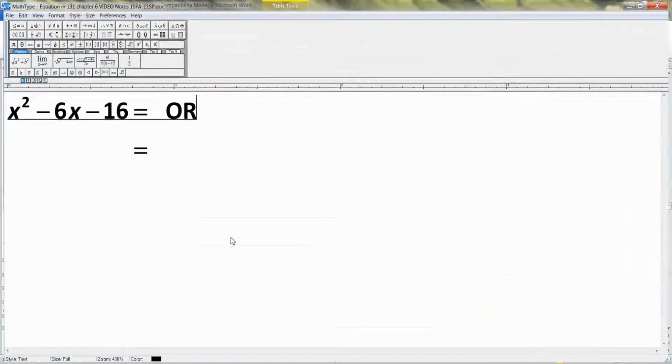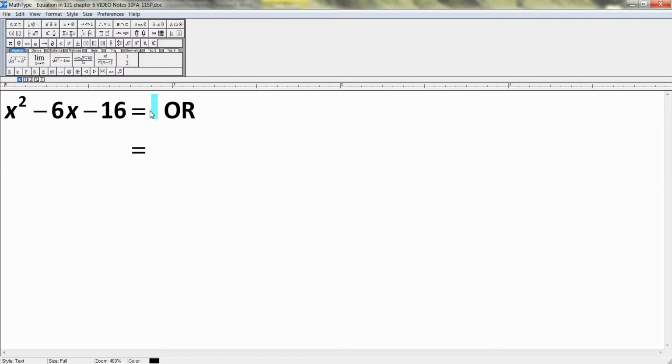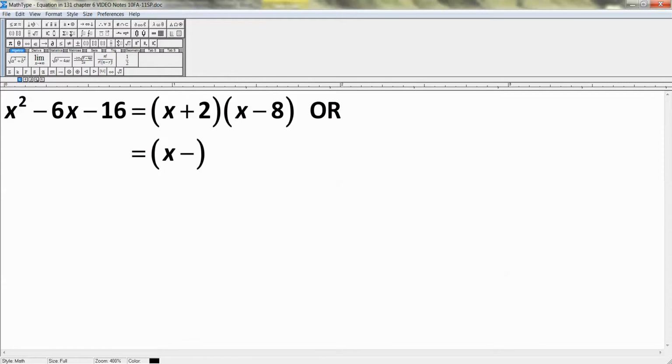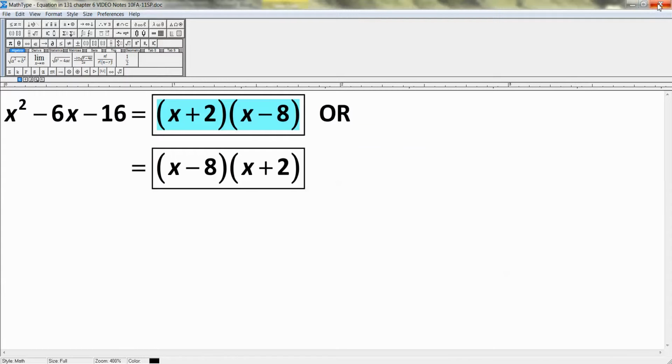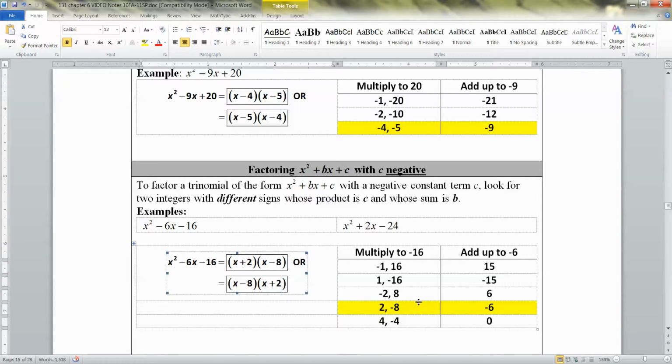All right, so that means I need to write this as x plus 2, x minus 8. Or you could say x minus 8, x plus 2. The order of those two big parentheses does not matter as long as they're both there. Now you can't flip the sign. You can't make it x minus 2, x plus 8. That would add up to positive 6. So you can't flip the signs, but you can flip the order of the parentheses. If you want your plus 2 in front or in back, that's fine.